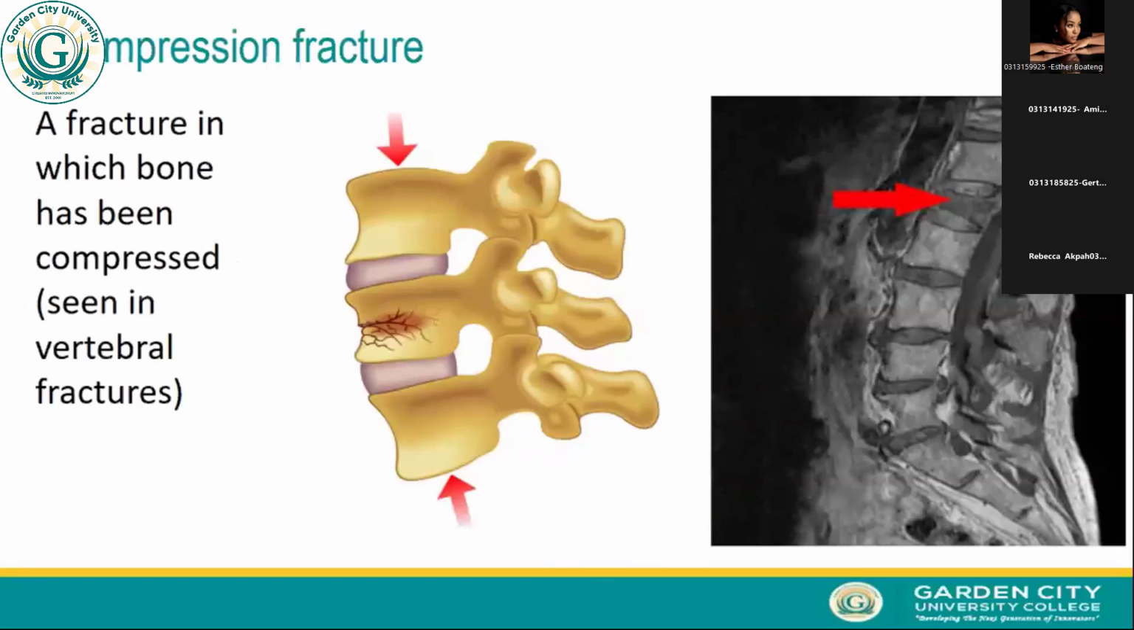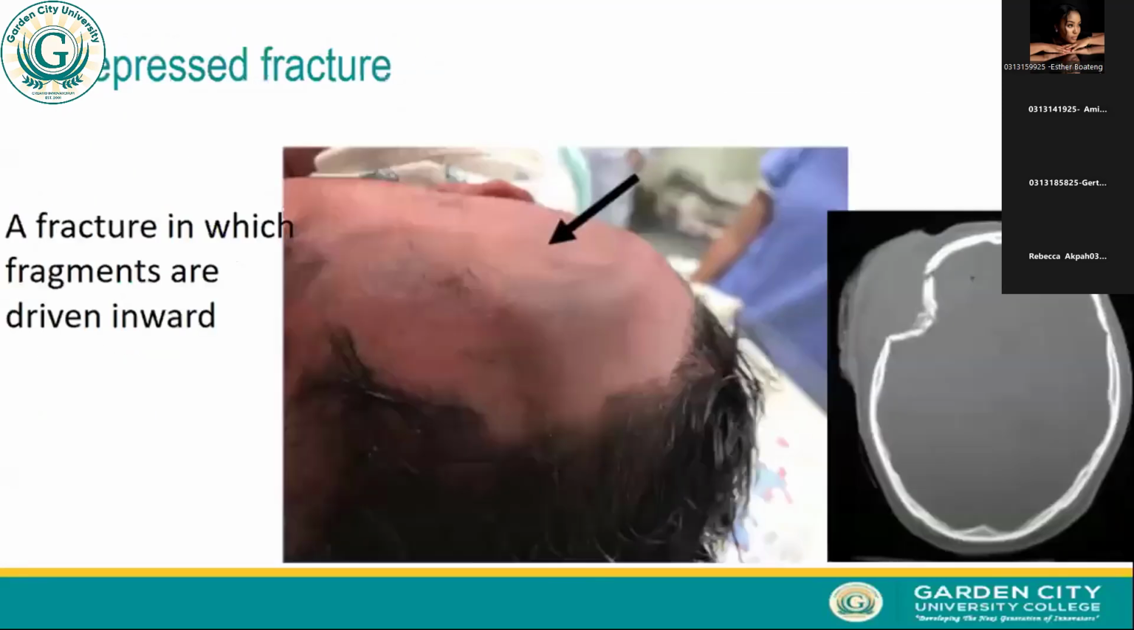A fracture in which bone has been compressed, so seeing it in vertebrae. Then depressed fracture, more for the scalp, and then more for kids. So a fracture in which the fragments are driven inward. As I said, seen more with kids, and then for facial bones and then the scalp, right?